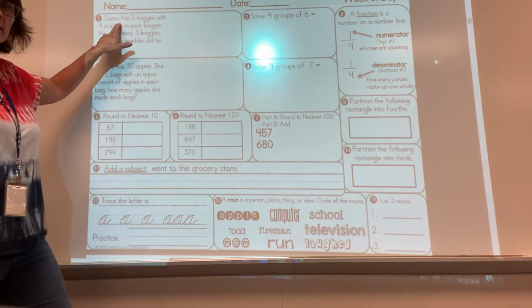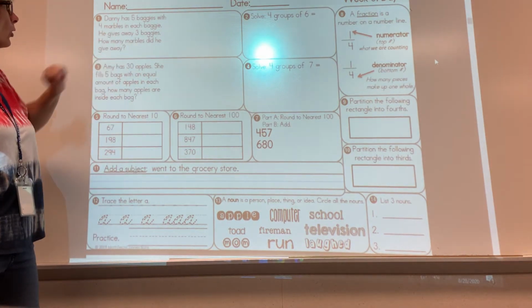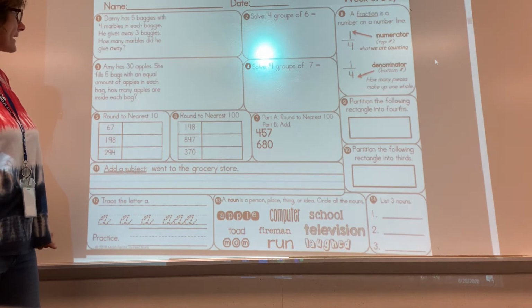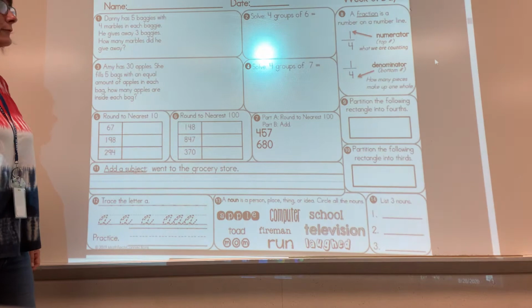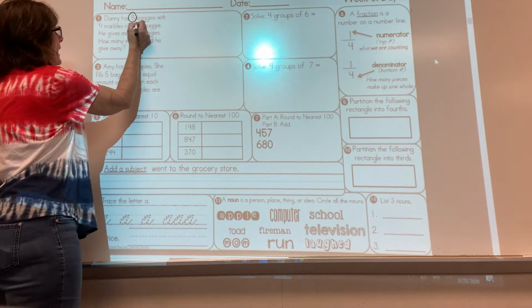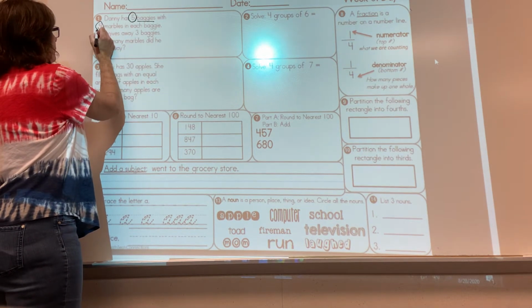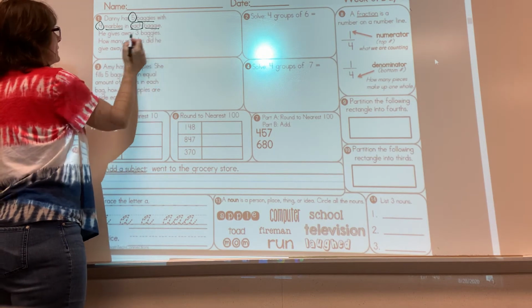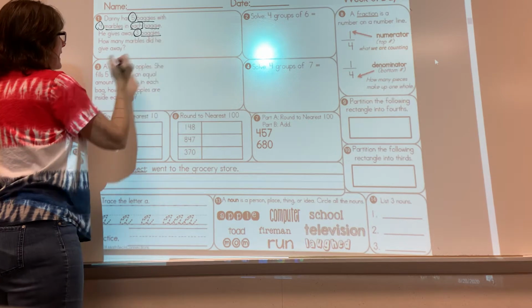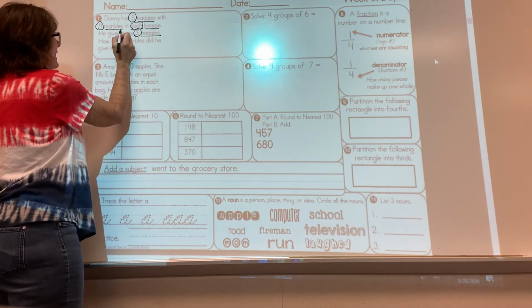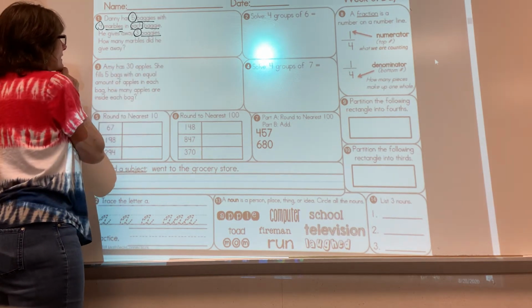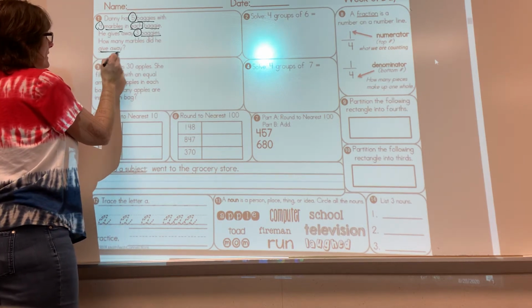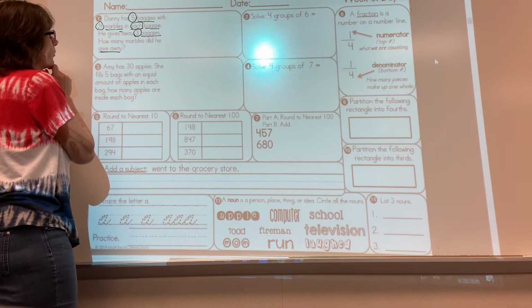It says Danny has 5 baggies with 4 marbles in each baggie. He gives away 3 baggies. How many marbles did he give away? I see there are 5 baggies. There are 4 marbles in each baggie. He gives away 3 baggies. Gives away, I know, means I subtract. How many did he give away?